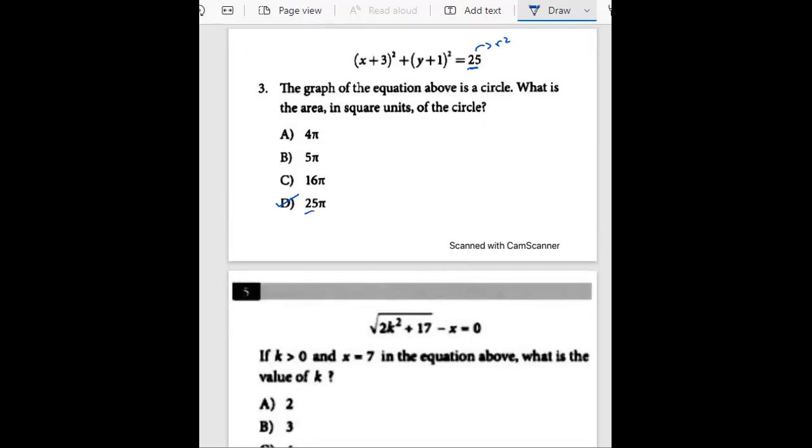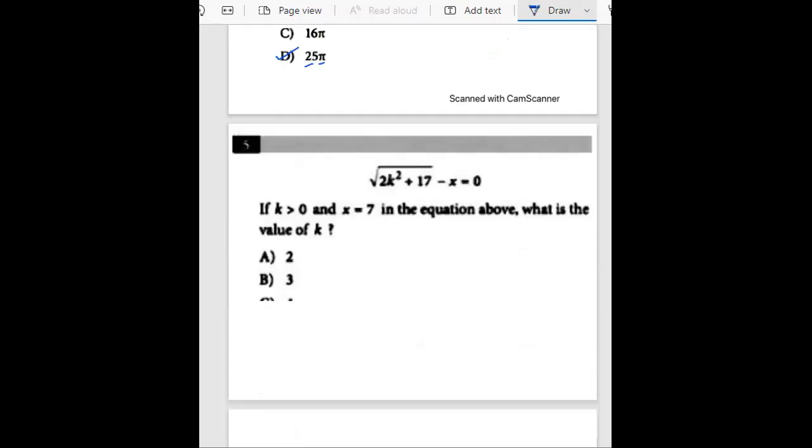Okay, this is simple. And the center of the circle would be what? -3 and -1. Very well done, excellent. Minus 3 and minus 1. Okay, perfect. Let's talk about another question.